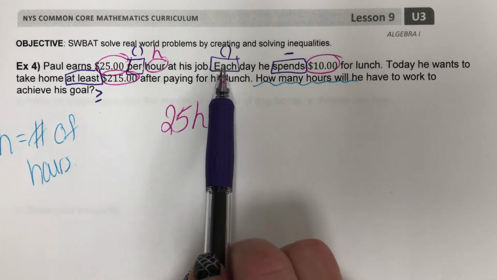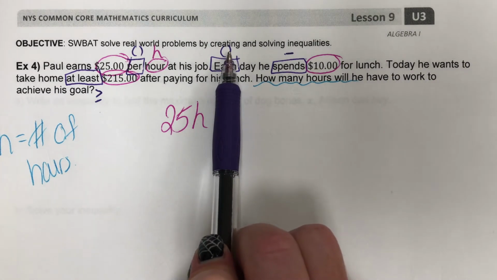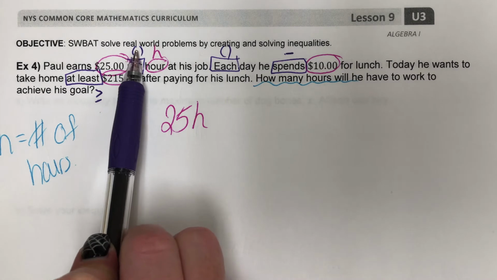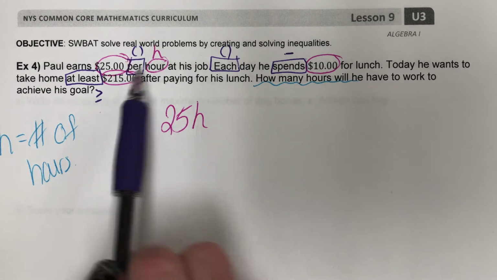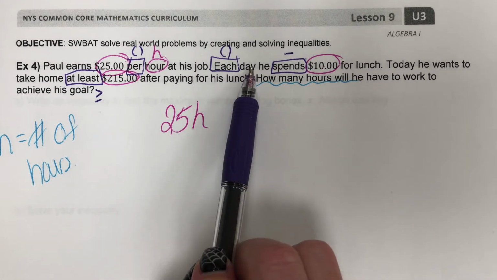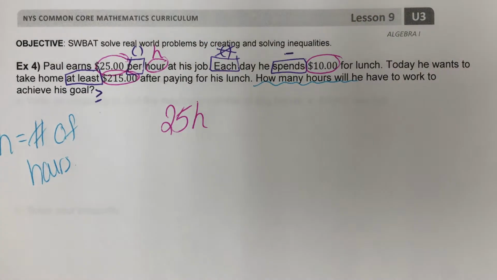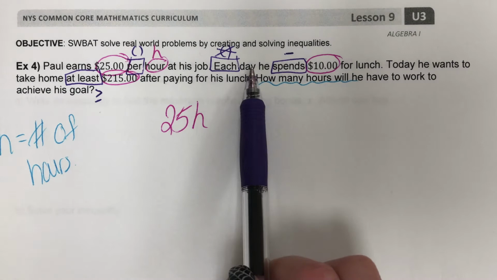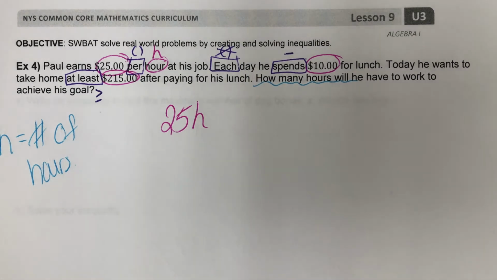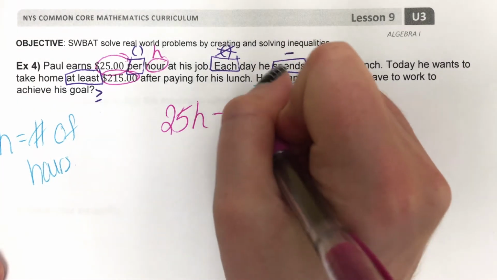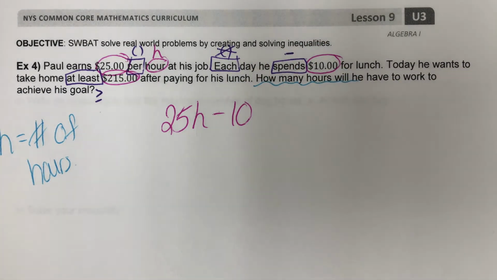I know that each represents multiplication, okay? But I already used my multiplication word in the first sentence. So each day, again, it means to multiply, but I'm going to ignore that for the second sentence. They're saying each day just so that this grammatically will make sense as I'm reading the question. So each day he spends $10. If I'm spending money, that's money that I don't have, so I'm going to subtract that number away.